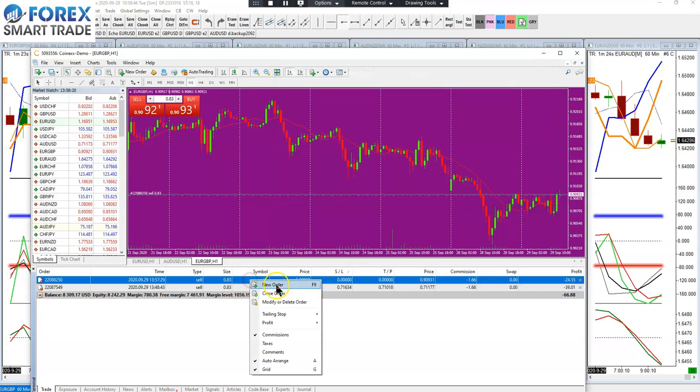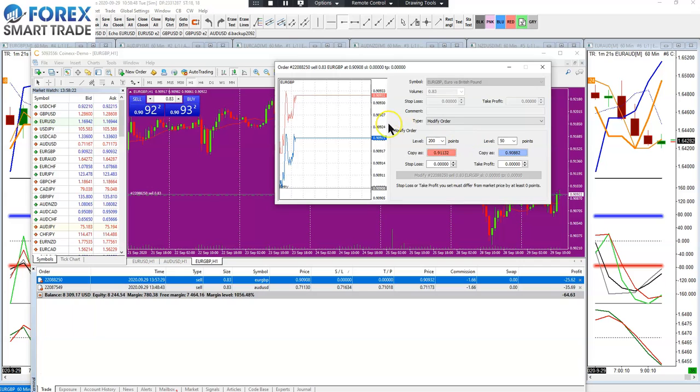Let's go here. Modify. 50 and 200. And then I want to go from 0.9090 to 0.9085 to get my full 5 pips. 858. The stop loss is close enough.